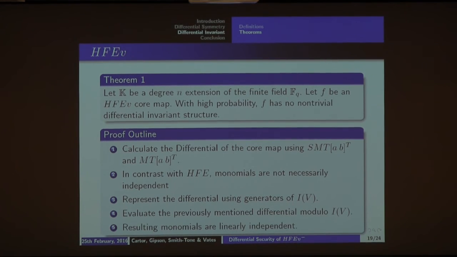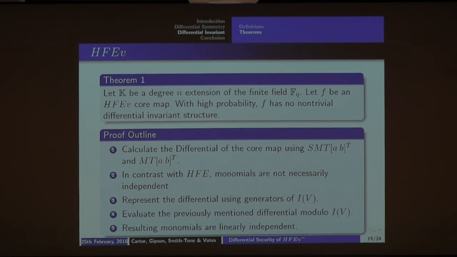So we get to the first theorem proven in our paper, and again we start with the HFEv system in order to get our feet wet before moving to the HFEv minus. Here we start with K being a degree n extension of the finite field FQ. F is our HFEv core map. With high probability, we have proven that F has no non-trivial differential invariant structure. I'm just giving a quick proof outline because the proof is quite complex to shove into a slideshow, and I highly recommend going to our paper to see the exact details.